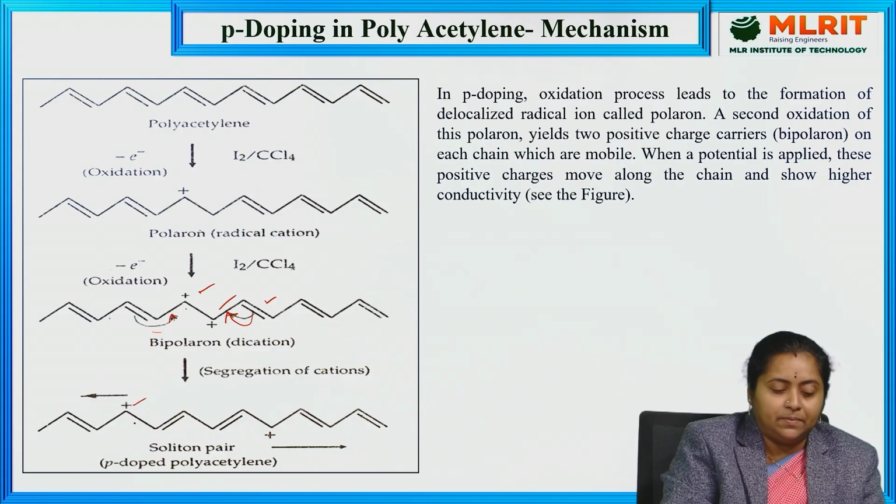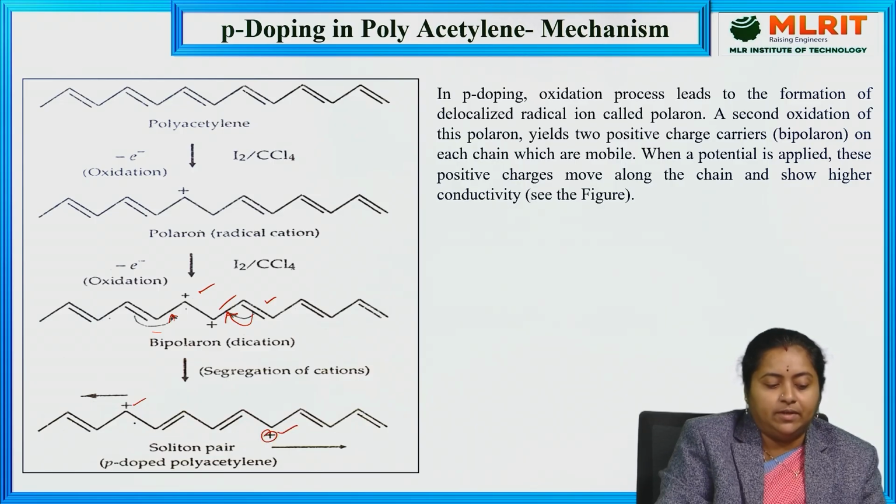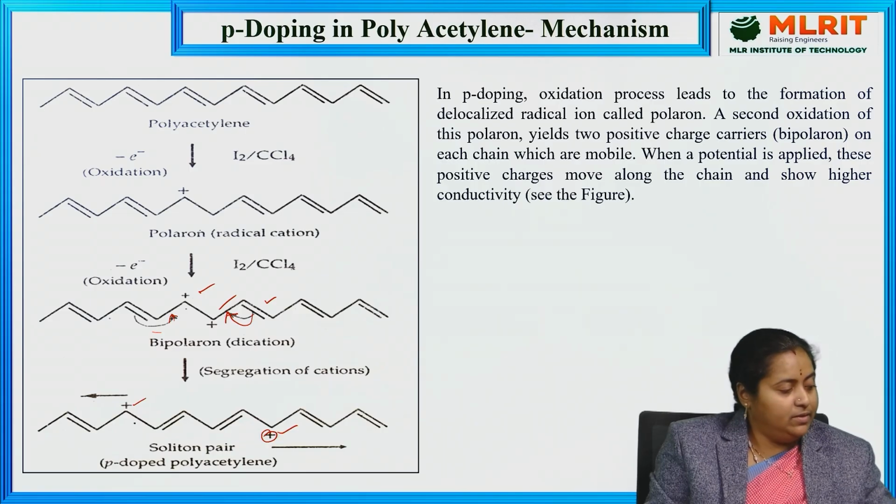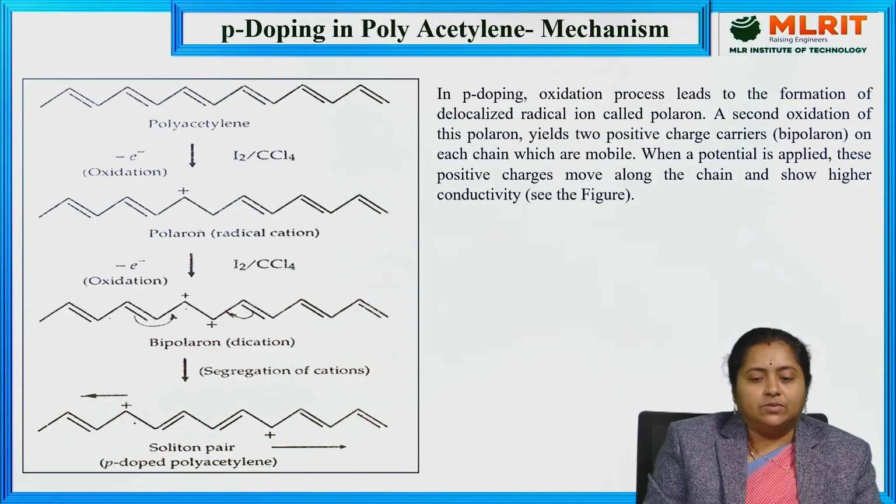Deficiency represents positive charge. So this is what we call a soliton pair, or we will call it p-doped polyacetylene. I am explaining once again.